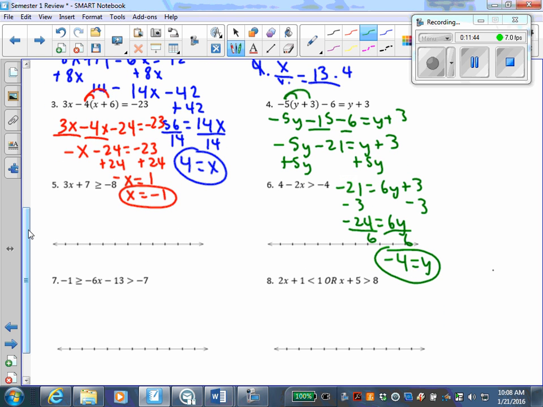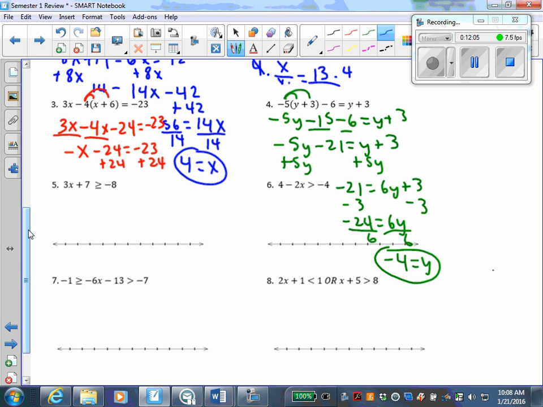Number 5. Now we're doing inequalities. We treat them like solving equations, except we have to remember if we multiply or divide by a negative number, we have to flip the inequality, and then when we're done, we graph our solution on a number line. So let's do 3x plus 7 is greater than or equal to negative 8.